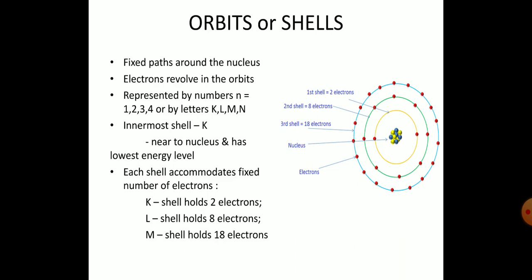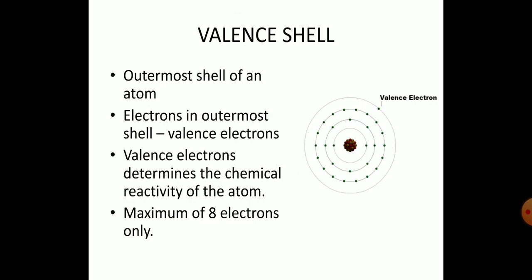So the orbits are the fixed paths around the nucleus, and electrons are revolving in these orbits. They are represented with the numbers 1, 2, 3, 4, whereas the names are K, L, M, N. K is the innermost orbit of the whole atom, and the K shell holds 2 electrons, L shell holds 8 electrons, and the M shell holds 18 electrons.